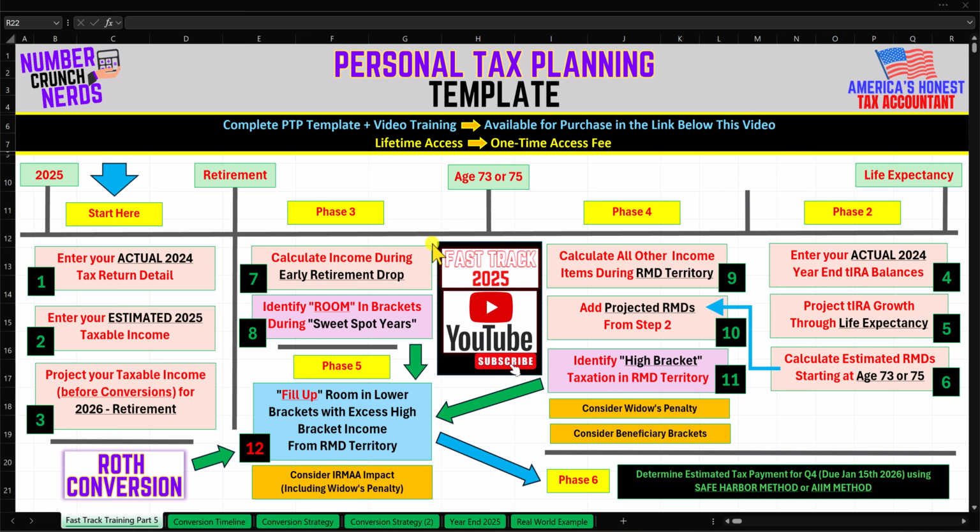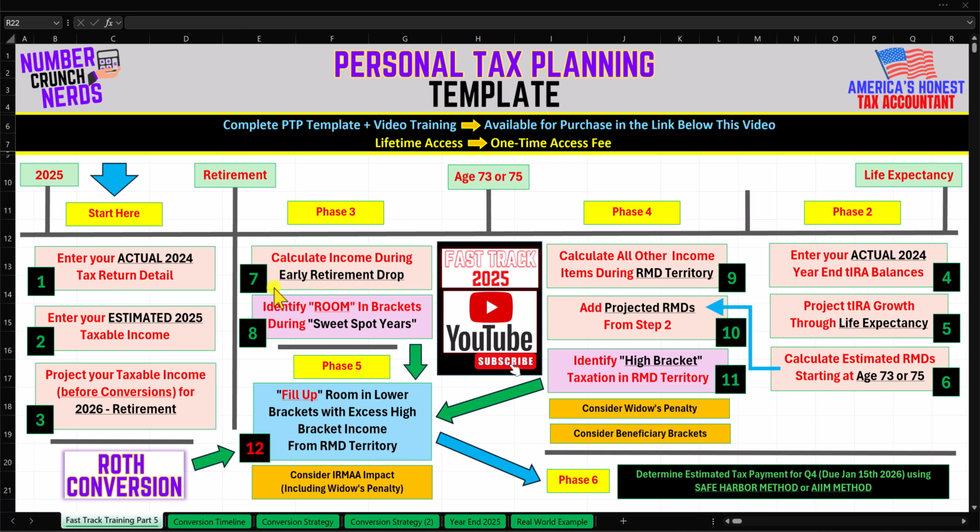Welcome to video number 5 of the year-end 2025 Roth IRA conversion Fasttrack series. In this video, we're going to be starting phase 3 of the Roth conversion flowchart. Specifically, we're going to be working on step 7 of the process here, calculating income during the early retirement drop.